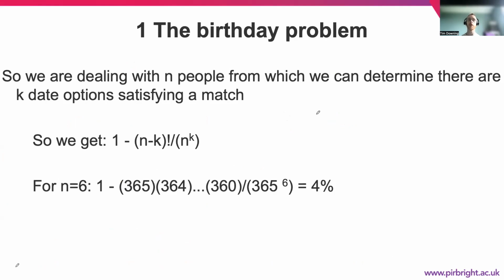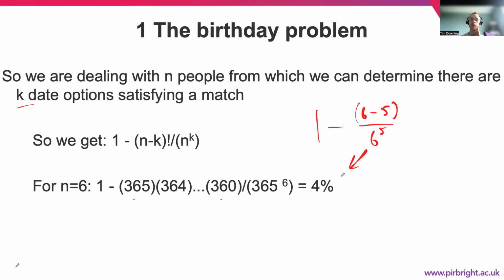So if we're looking at k date options, let's say we have 6 people, we have 365 to the power of 6 as our denominator, and therefore we can work out, using this formula, 1 minus 365 all the way to 360 over 365 to the power of 6. That might give us 4% if we have n equals 6. And then if we increase that, we might find that it becomes larger.